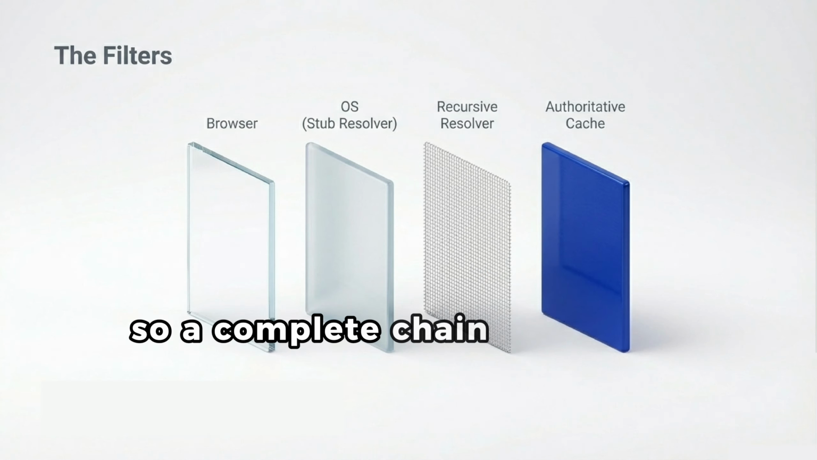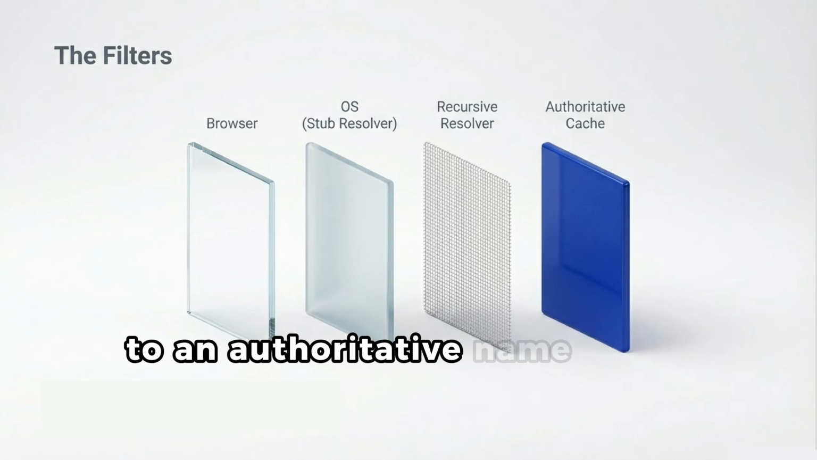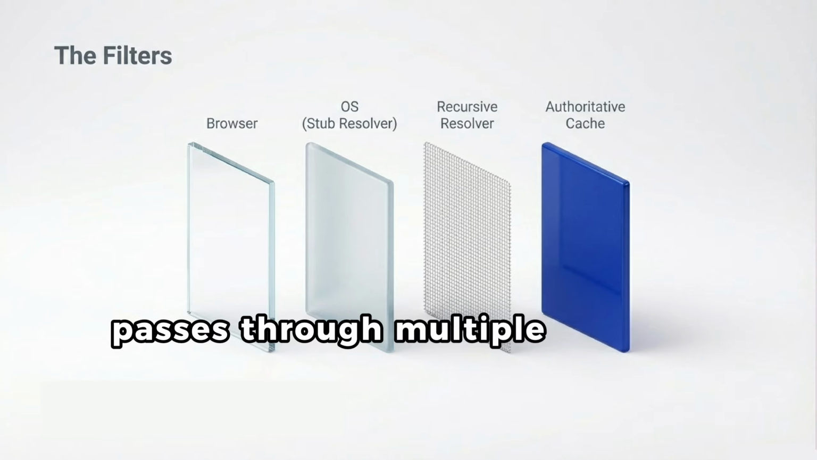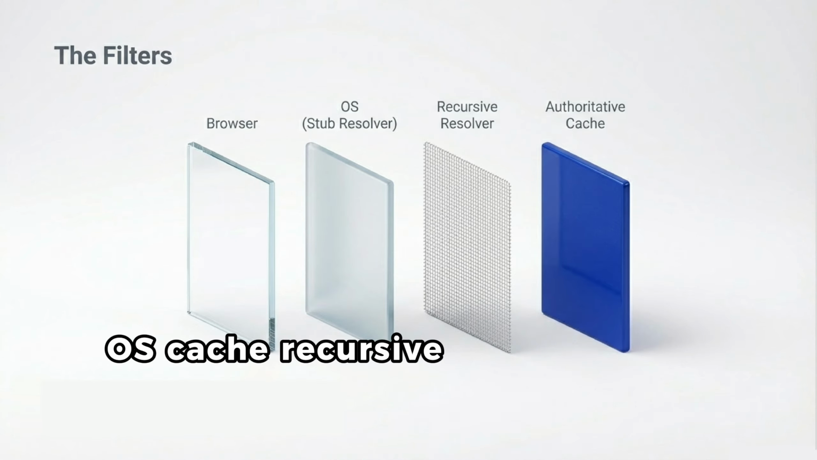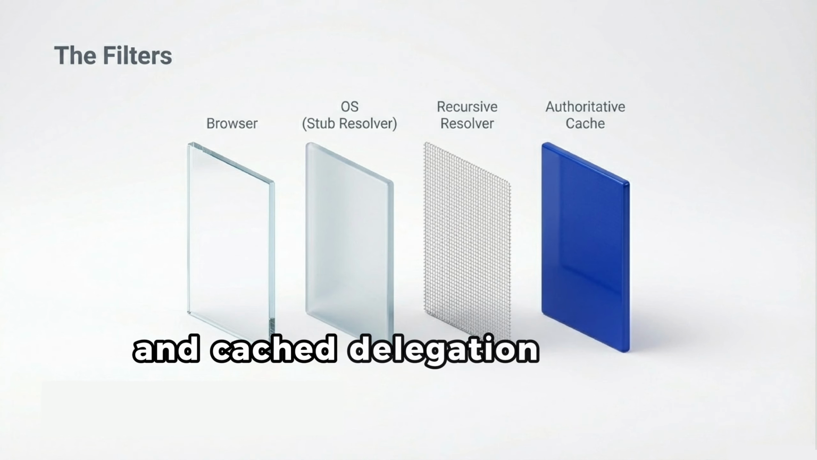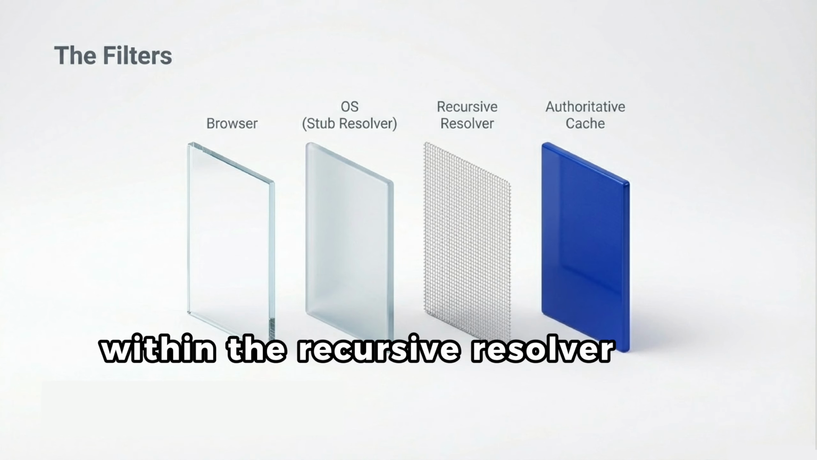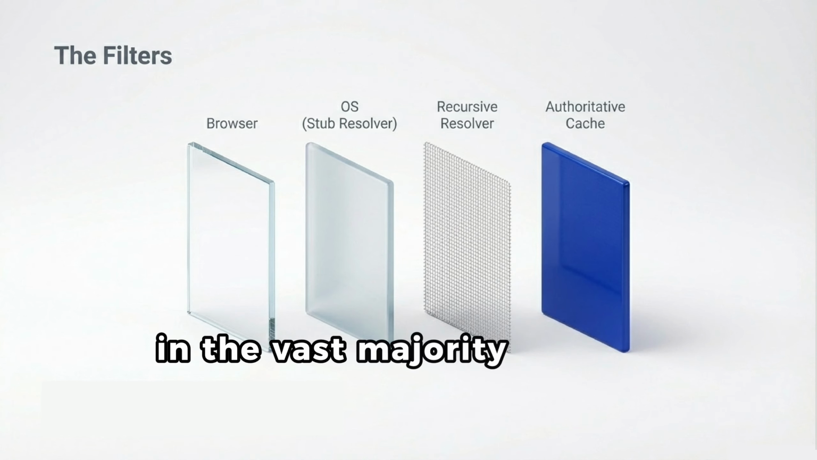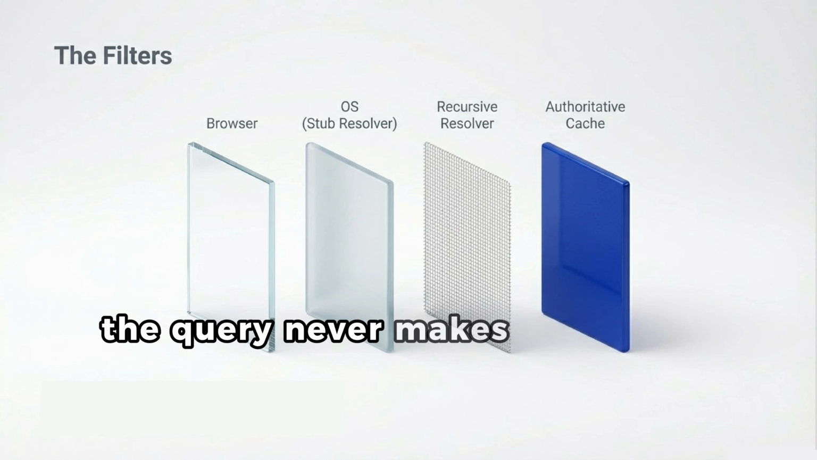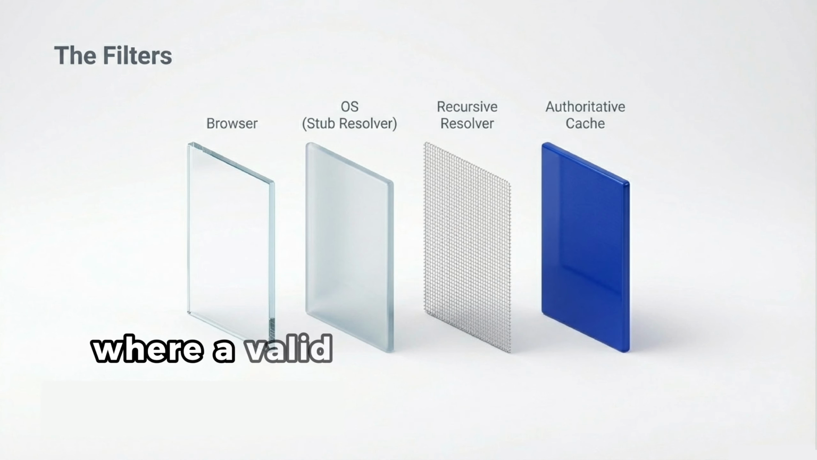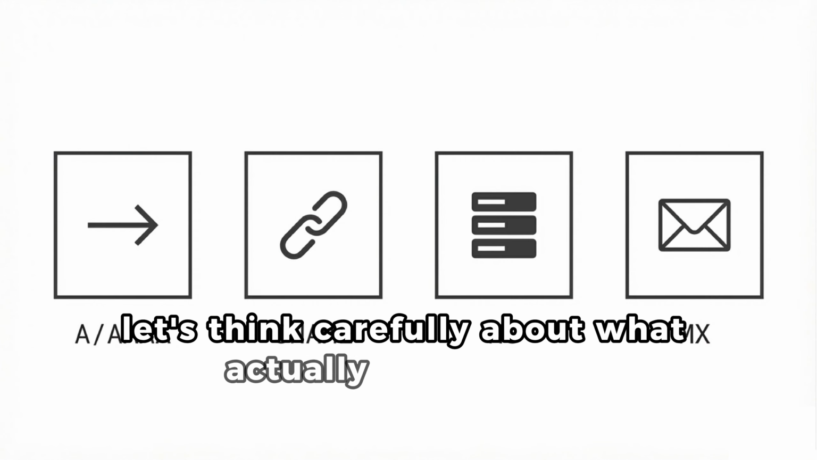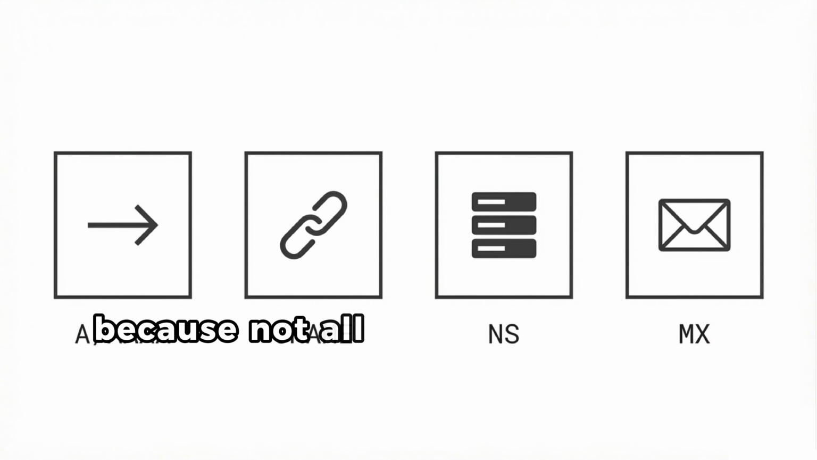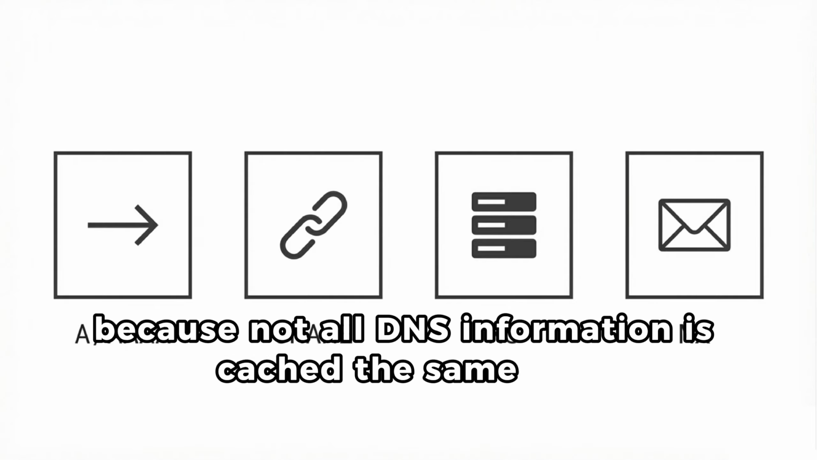So a complete chain from your browser to an authoritative name server passes through multiple caching layers: browser cache, OS cache, recursive resolver cache, and cached delegation records within the recursive resolver itself. In the vast majority of cases, the query never makes it past the first layer, where a valid cached answer exists. Now let's think carefully about what actually gets cached, because not all DNS information is cached the same way.